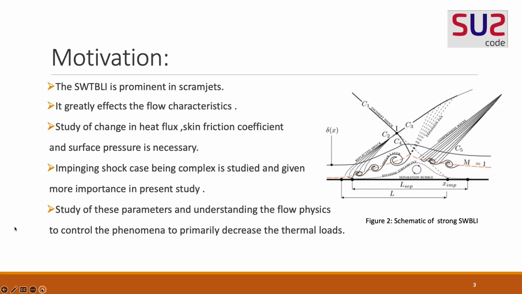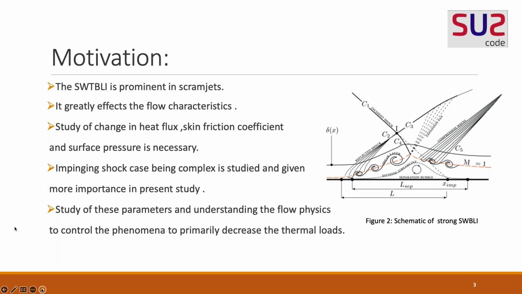The motivation for the present study is that shockwave boundary layer interaction is prominent in the intake systems of mainly scramjet and other engines. These interactions lead to most of the internal losses and efficiency losses. The main internal losses occur due to the increase in the heat flux, pressure, and skin friction coefficient. Mainly the study is focused on the heat flux. The rise in the heat flux leads to thermal loads. These thermal loads can also cause structural damage.